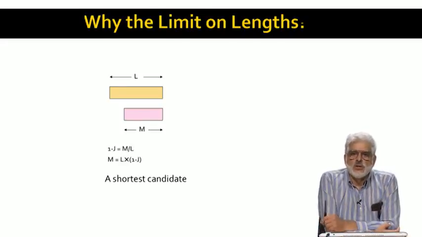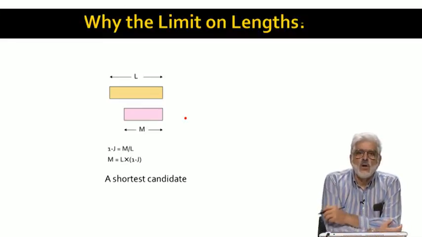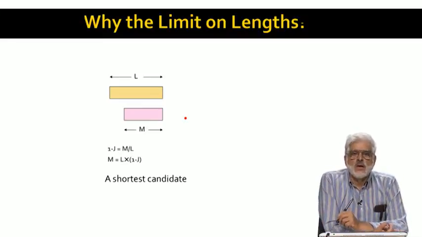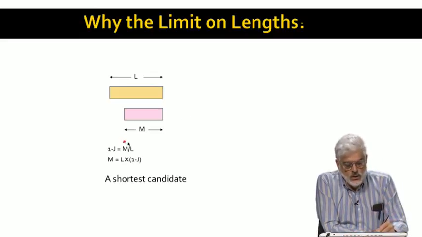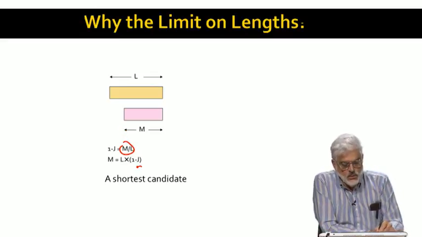Here's why the relationship between L and M must hold. First, given L, how short could the other string be and still have Jaccard similarity at least 1 minus J? To maximize the Jaccard similarity, we have to assume that the set of size M is a subset of the set of size L. Then the intersection of the sets has size M and the union has size L. That is, the Jaccard similarity is M over L. And therefore, M is L times 1 minus J.